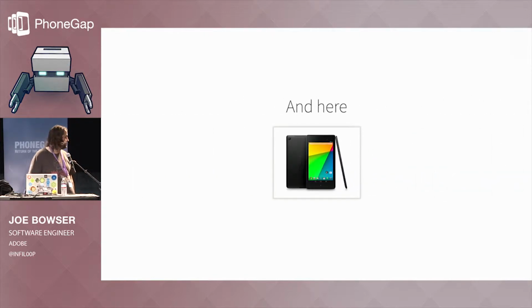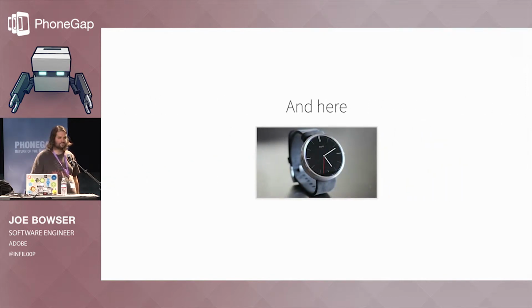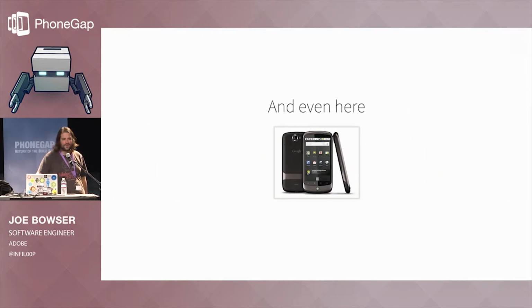We're going to keep doing tablets. We're going to go here. We're going to go to watches, you know, eventually. We'll probably be in cars and TVs too. But we're also going to try to keep running on this. It's a Nexus 1. The good old Android 2.3. Who here still knows people who run Android 2.3? Show of hands. All right.